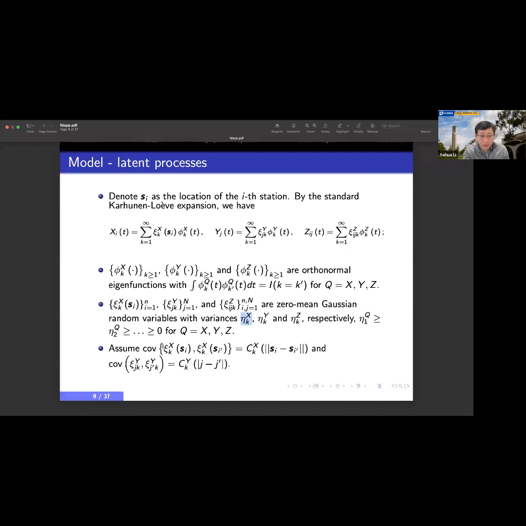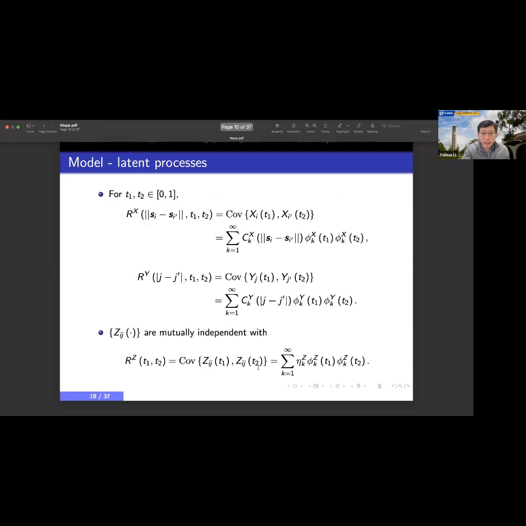And we're going to assume the principal component scores are spatially correlated. Likewise, the principal component scores for the Y process represent the time effect. So assume they are zero mean Gaussian variables with variance eta ky, and you could have temporal covariance among these scores. Okay, so it's a very complicated structure. With that, you can write out the spatial temporal covariance for the X process.